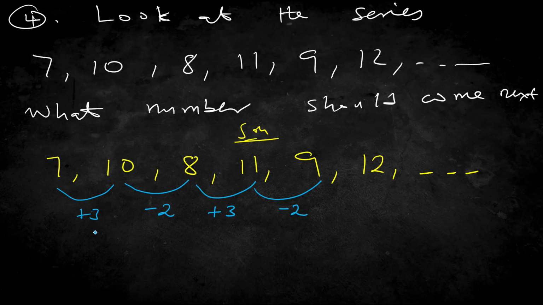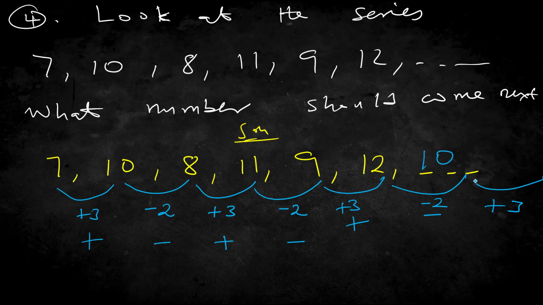So look, we have plus 3, minus 2, plus 3, minus 2. So this side will be plus, then this side will be minus. So we have plus 3, minus 2, plus 3, minus 2, plus 3, minus 2, plus 3, minus 2. So this side will be minus 2, and the next one will be plus 3. As simple as that. So minus 2, this side will be 10. And this side will be what?